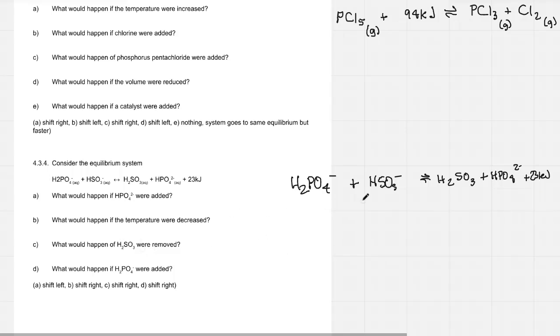What if H2SO3 were removed? That's this. If we steal H2SO3, the system will go up, up, up to make more of that stuff. In other words, it shifts to the right. And what if we add H2PO4? That's a stress here. The system will go down, down, up, up, up. So it'll shift right again, using up reactants so that it gets rid of the excess H2PO4 and producing products as it does. Not too bad.